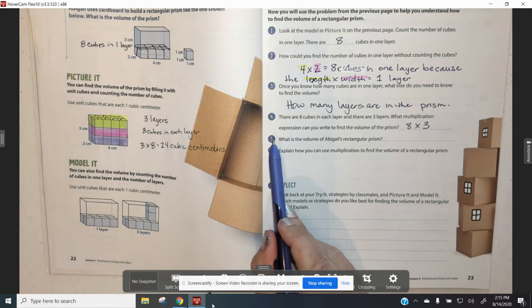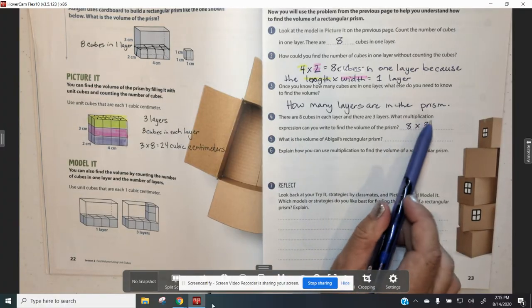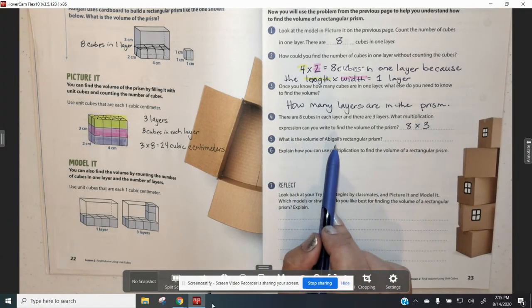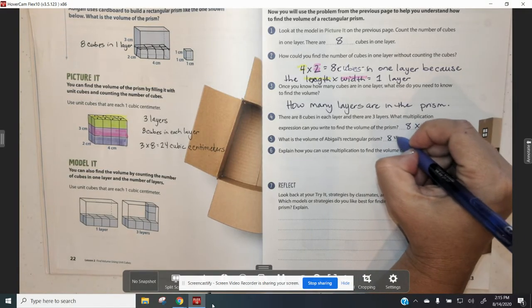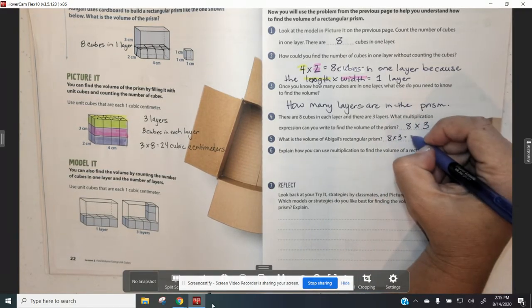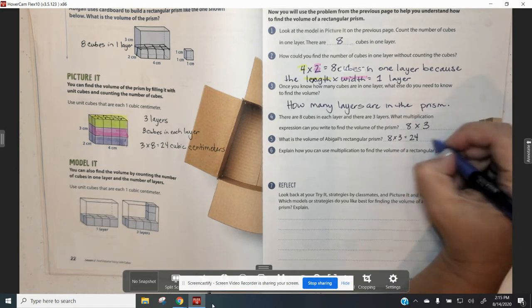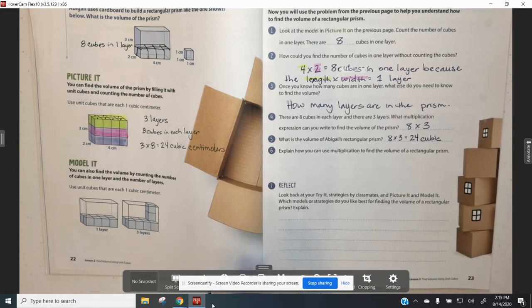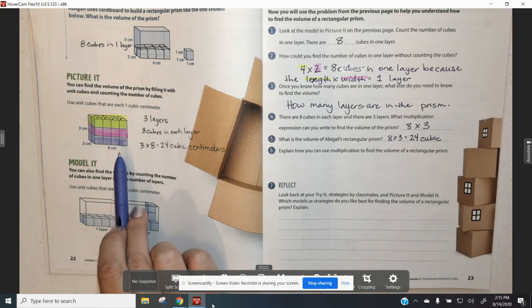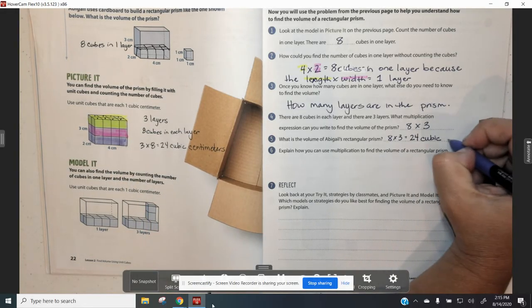So now, for number 5, we get to solve this expression. What is the volume of Abigail's rectangular prism? Well, 8 times 3 equals 24 cubic. And then what was the unit of measure that we're using? That's right, centimeters.